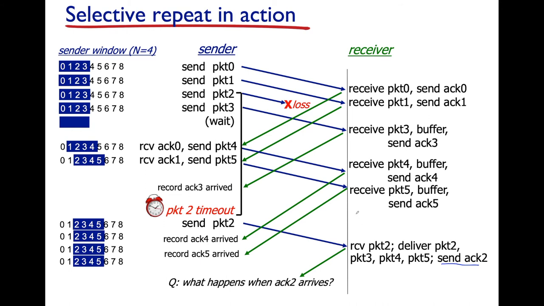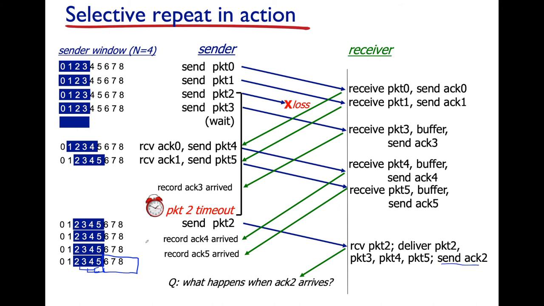Okay. And so once the ACK for 4 comes in, you record ACK 4 has arrived, ACK 5 has arrived, and then when ACK 2 arrives, now you no longer have a gap, and you're going to advance this window past 2, past 3, past 4, and past 5. And now the window will be over 6, 7, 8, 9, so forth. Okay, so that's selective repeat in action.